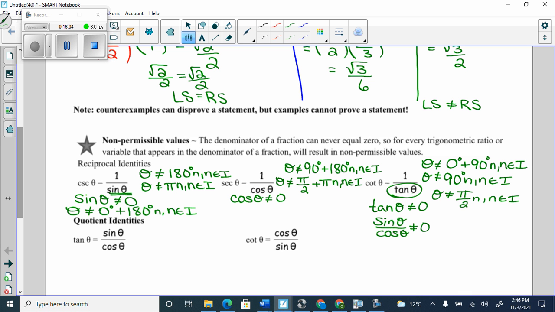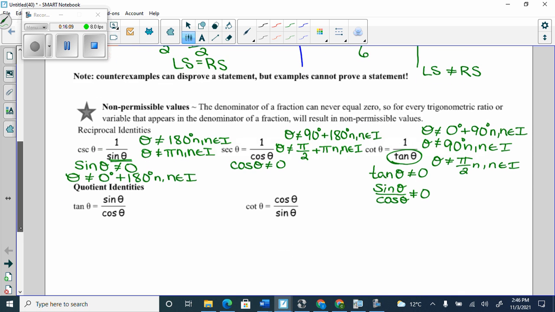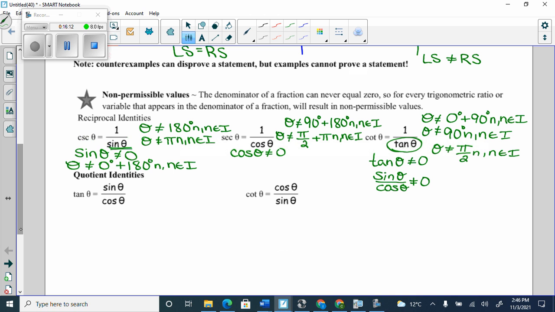Does that make sense? Every single 90? And then what if we have tan theta? Tan theta is the same as sine over cos, is it not? So what's my problem when I see a tan? What's in the denominator when I say a tan? A cos. Cos is in my denominator, correct? So whenever I have a tan, I have to state NPVs for cos theta can't equal 0.